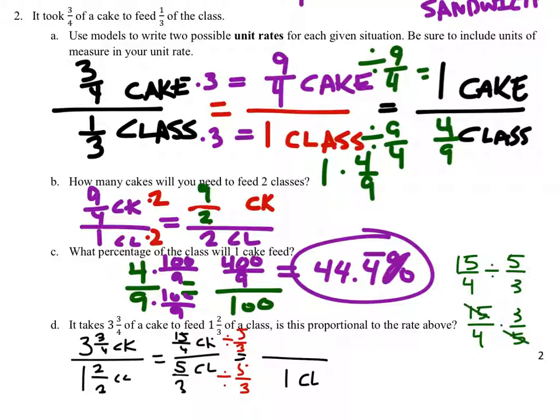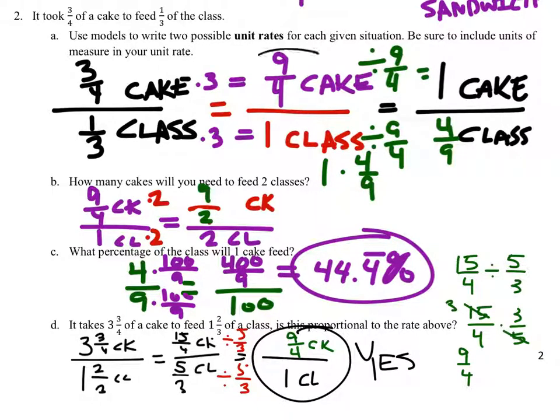So simplifying these, it looks like we got 9/4. 9/4 cake. How much cake would we need to feed one class for the original? 9/4. So this one, is it proportional? Yes, because this is an equivalent ratio with this one.